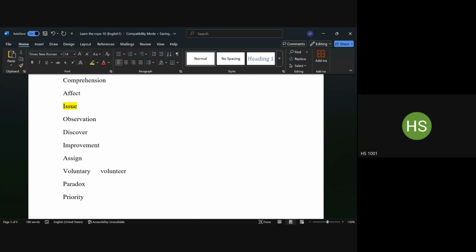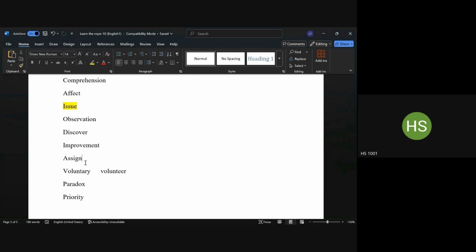Then comes assign. This is a verb. Second syllable, because the first syllable is a schwa, so it will not participate. And also it's a disyllabic verb, so in disyllabic verbs the stress is always on the second syllable. Okay, voluntary. The first syllable, right? Because it has the ry suffix, which is not neutral. It carries the stress on the first syllable.